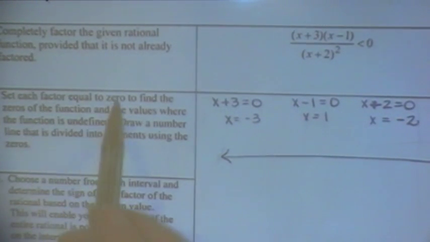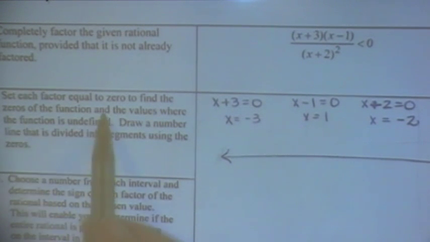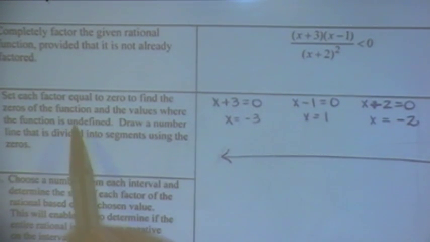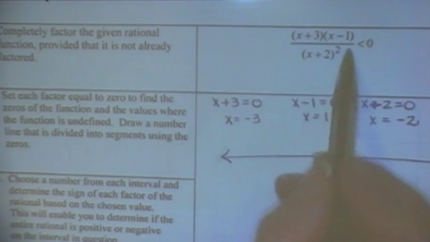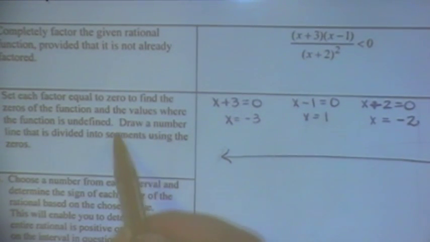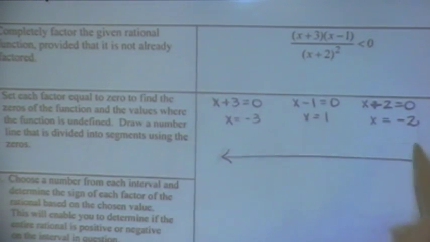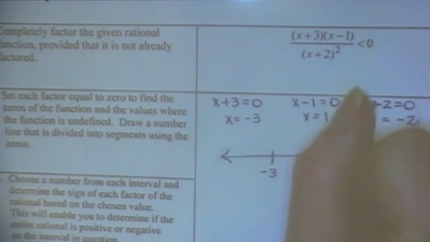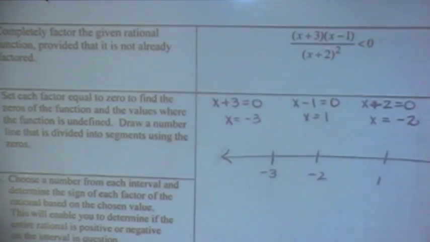So I set each factor equal to 0. I found the zeros of the function and the values where the function is undefined. It's undefined here because that's on bottom. So that's your asymptote right there. Draw my number line. Divide it into segments. Make sure that you get them in the right place. So negative 3 comes first, then negative 2, and then 1.